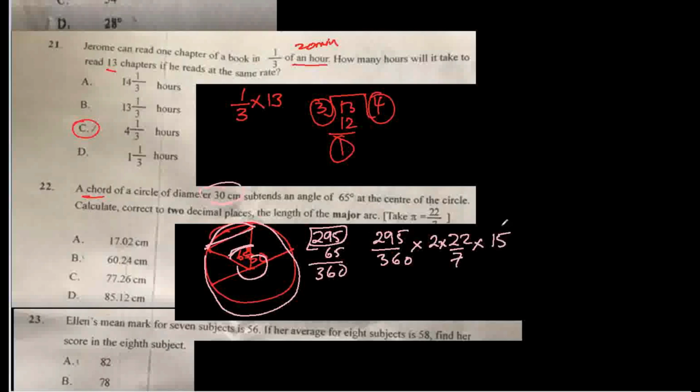So we will just put this in a calculator. Let me try to do this manually if possible. So 15 cancels here, times 2 is 30, 24, 12, 6, 11. So 295 times 11 over 6 times 7, 42, will be 77.26. C is the answer to question number 22.